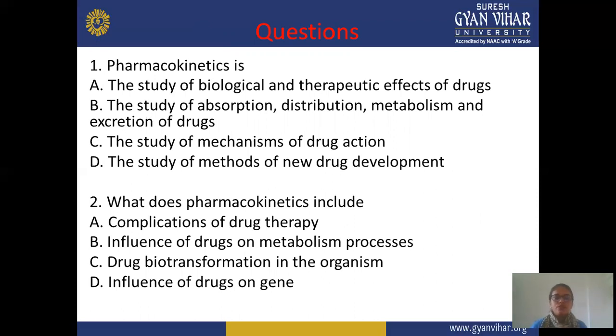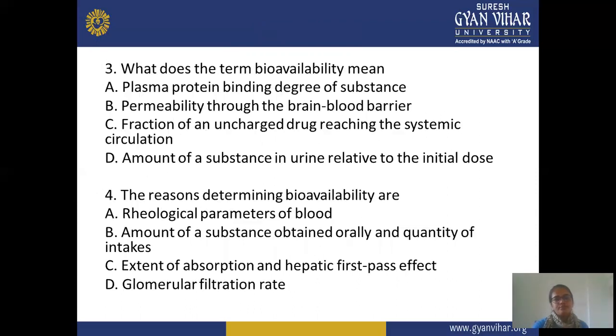Next is the question part. In the question part, the first question is: pharmacokinetics is A, the study of biological therapeutic effect of the drug. B is the study of absorption, distribution, metabolism, and excretion of the drug. C is the study of mechanism of the drug action. D is the study of the method of new drug development. Second question, what does pharmacokinetics include? A is complication of the drug therapy. B is influence of the drug on metabolism process. C is drug biotransformation in the organism. D is influence of drug on genes.